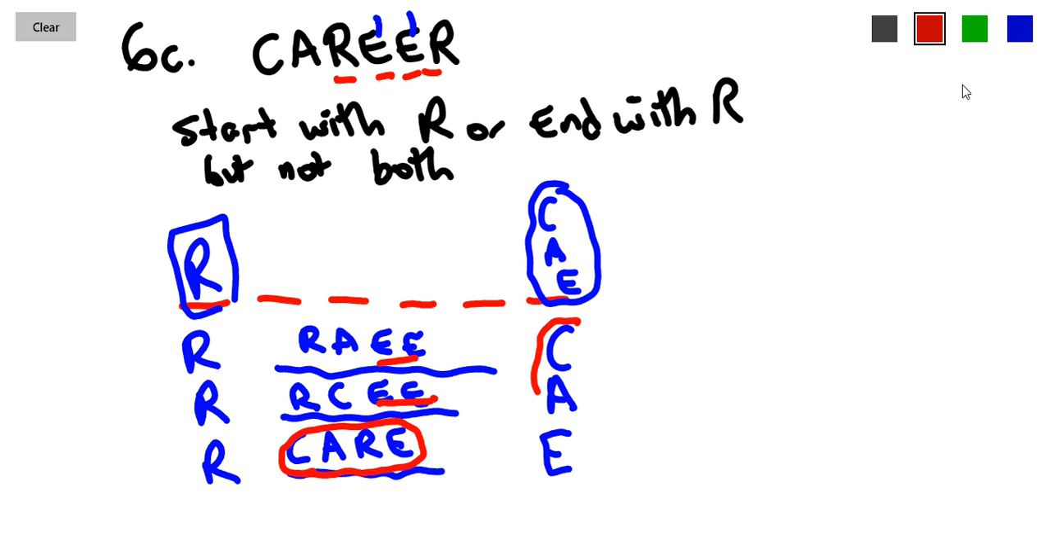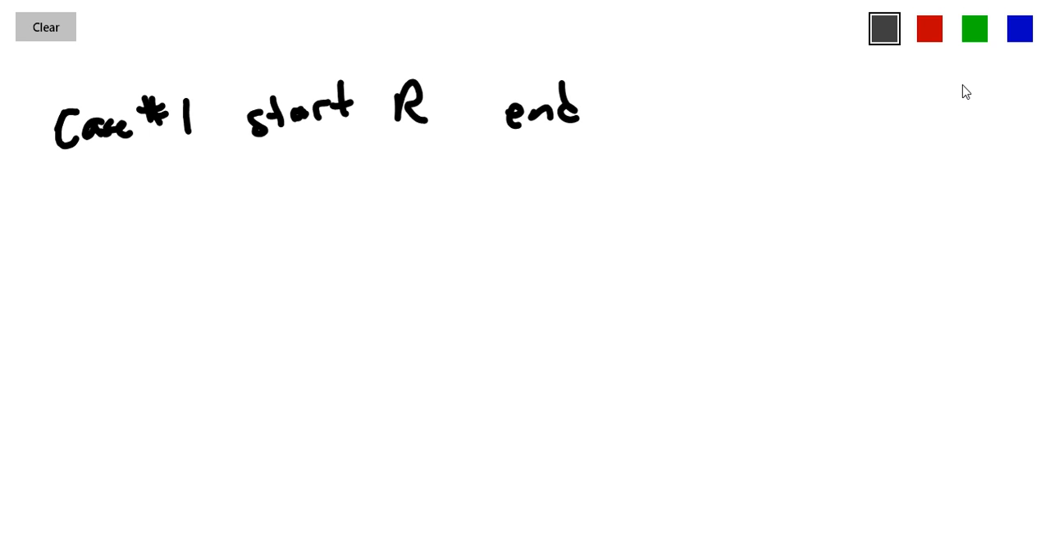So I can leave C and A together and treat that as case 1, and I'll do E as case number 2. And then we'll worry about the fact that I'm only right now focused on start with an R, but we'll deal with that later. So let's start with case 1. Case 1. We're going to start with an R, and we're going to end with A or C.